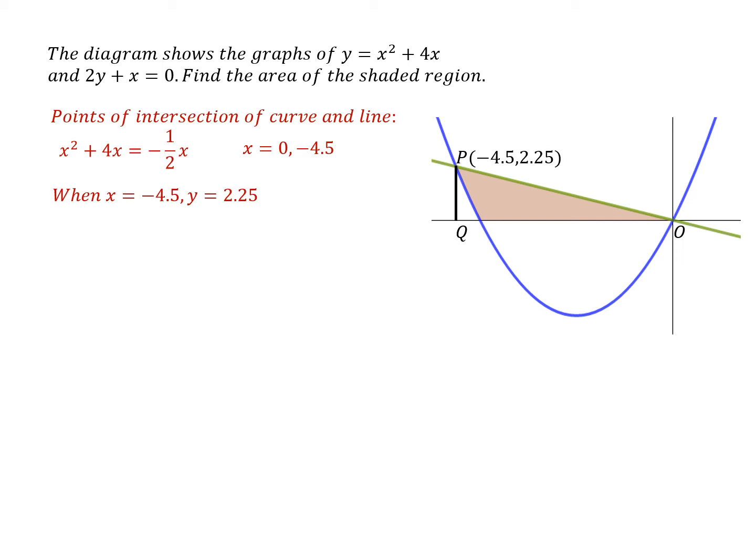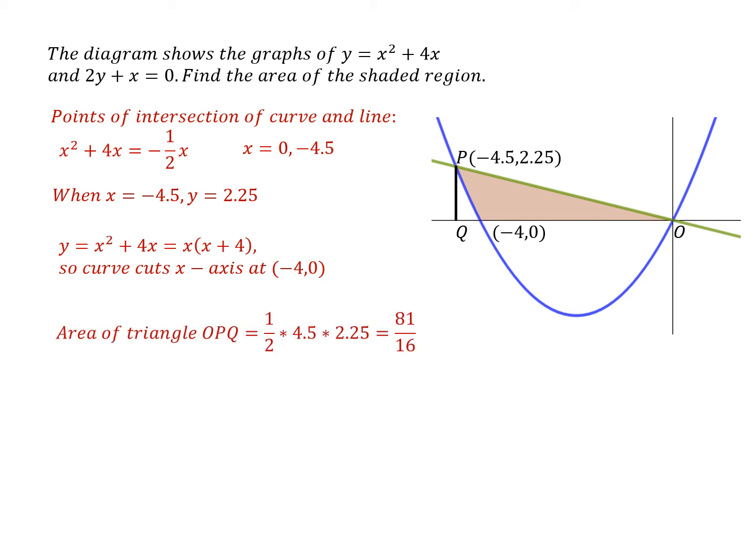So putting x equals minus 4.5 into, well, either of these two equations here will give me the value of y of 2.25. So now I'm going to find out where the curve cuts the x-axis, and factorising x squared plus 4x gives me x times x plus 4. So the curve cuts the x-axis at minus 4, 0.